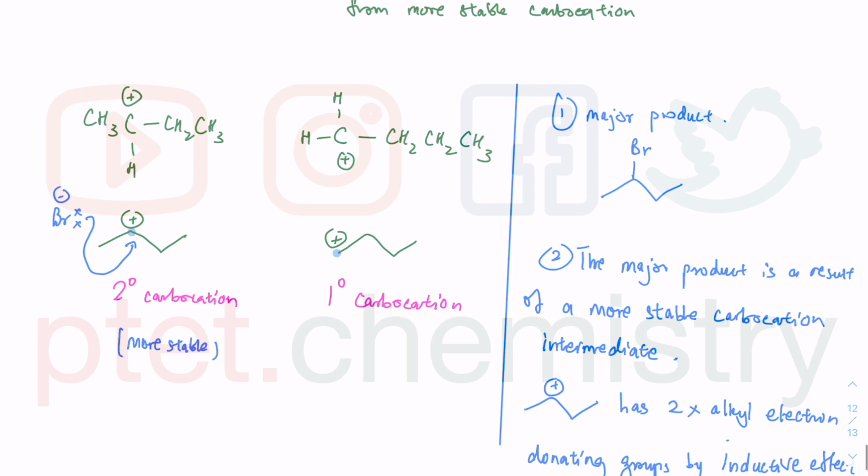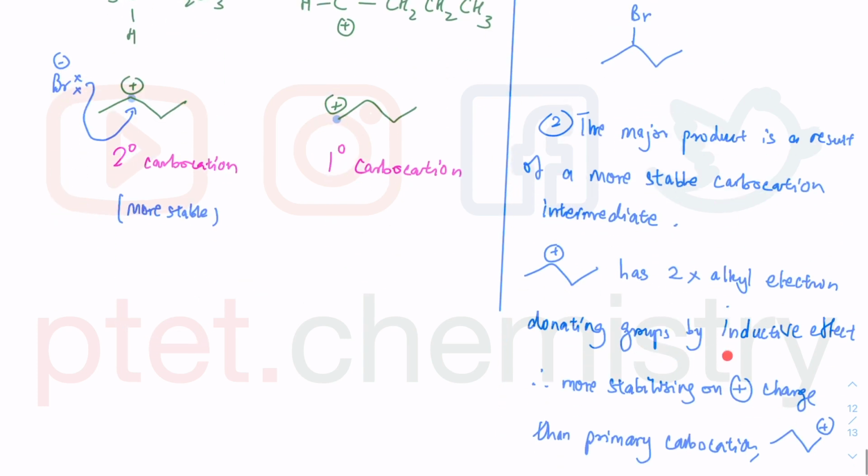Okay, so you probably get 1 mark for this, and you get 2 marks for saying why is it more stable than the other one? Secondary carbocation is more stable than primary carbocation, because you have more alkyl electron donating groups by inductive effect.